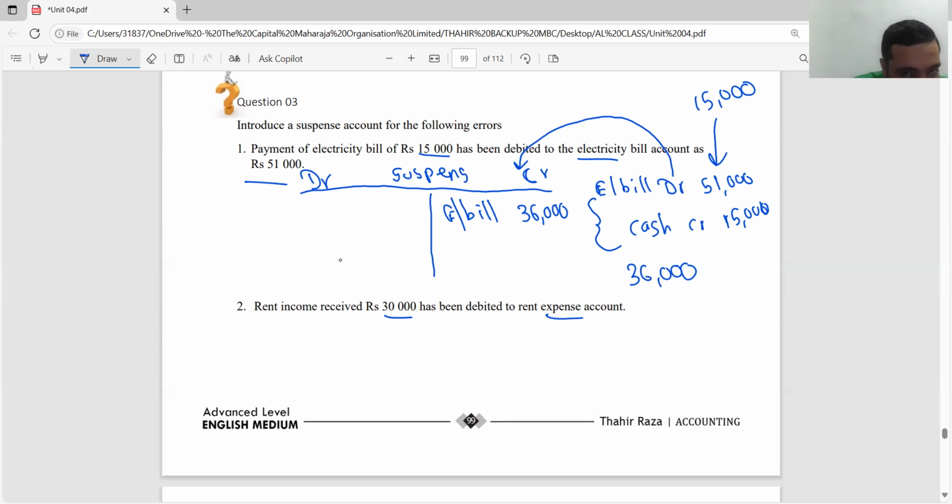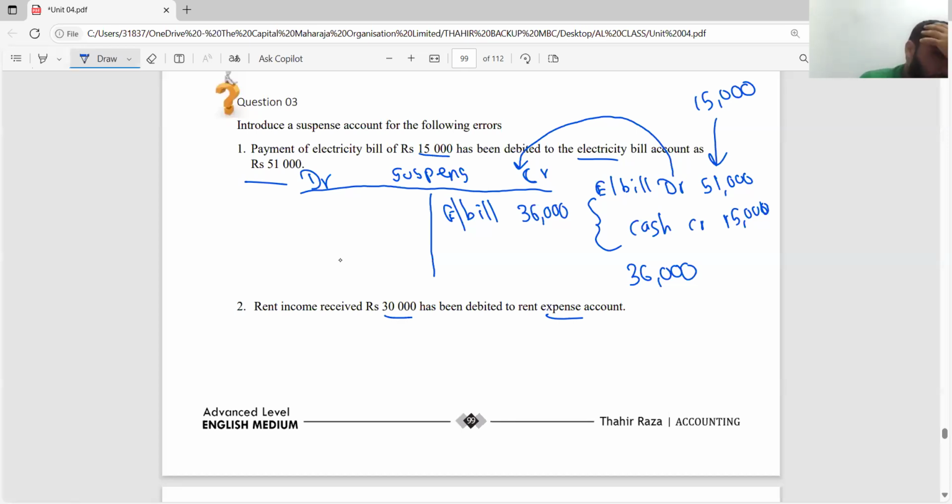Now, how much is your suspense account? Suspense account එකේ කොහොමද recognize කරන්නේ? කොයි ගානද? Rent income 30,000, this is an income, has been debited to.